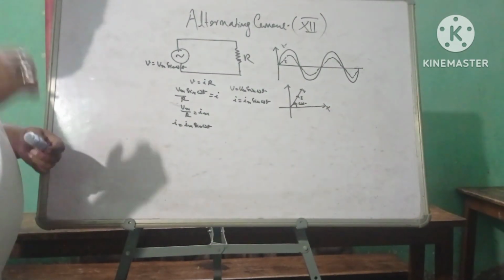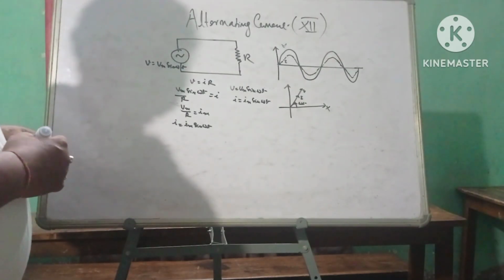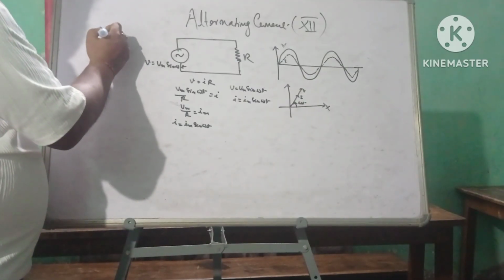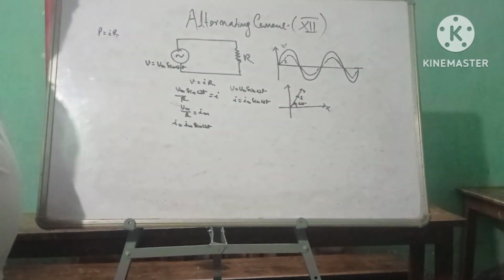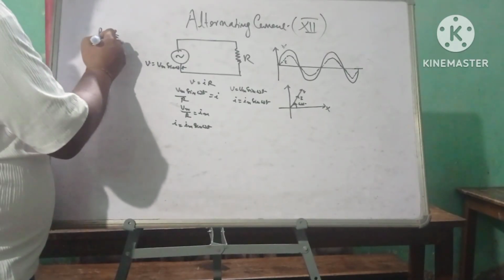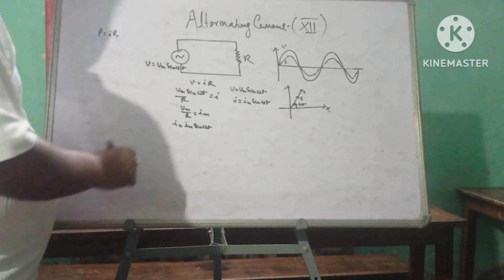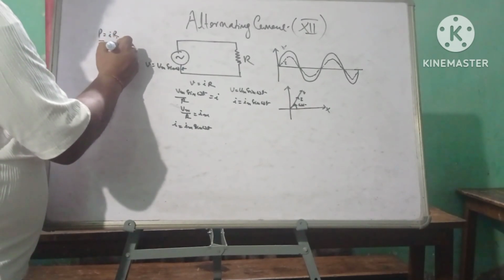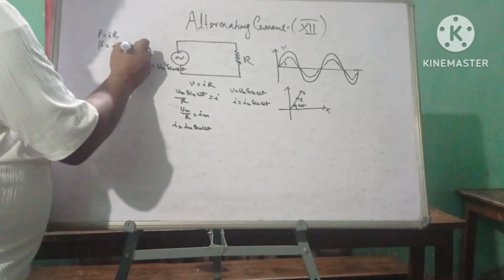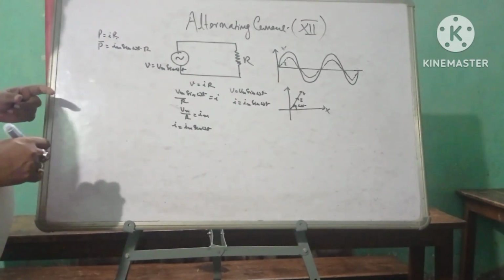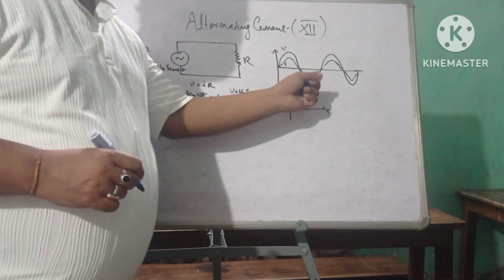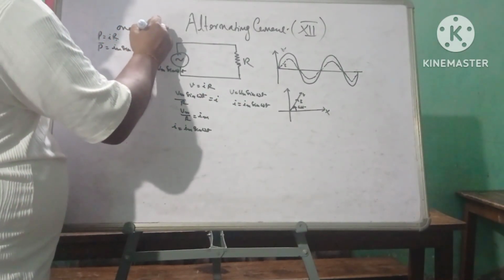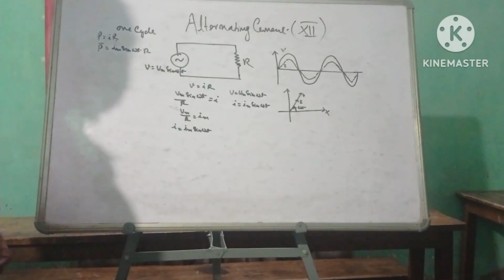Now let us go for the power. Here your power is equal to I square R. But here you see we have to take average power. I means Im sine omega t into R. We have to take average power because it is fluctuating and we are considering it for one cycle. So we are going to take the average power.